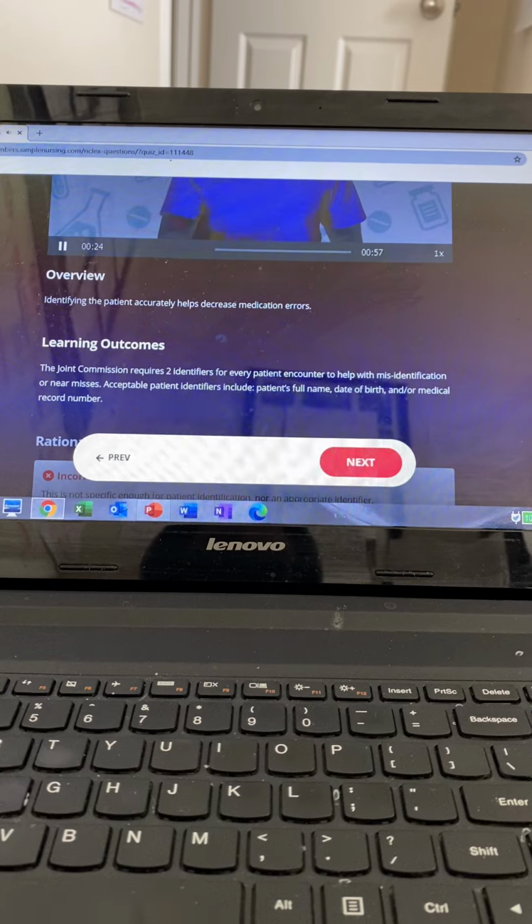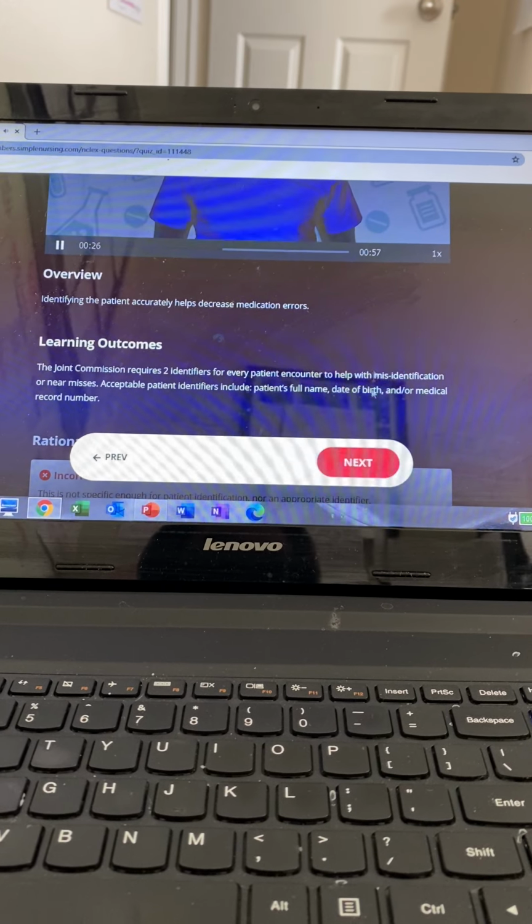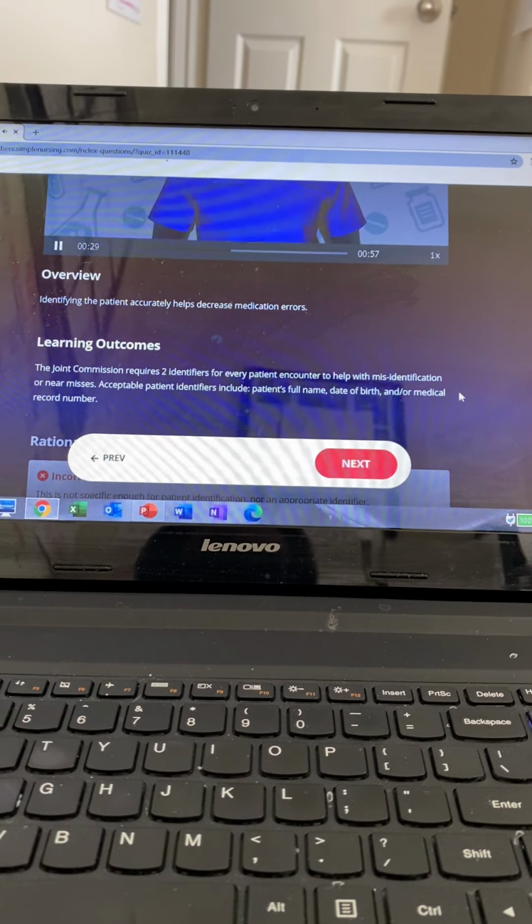So the best solution we're looking for are which items are the best way to ensure you have the correct patient here. So option number 1 isn't correct here. Guys, age is not the best way to ensure you have the right patient.